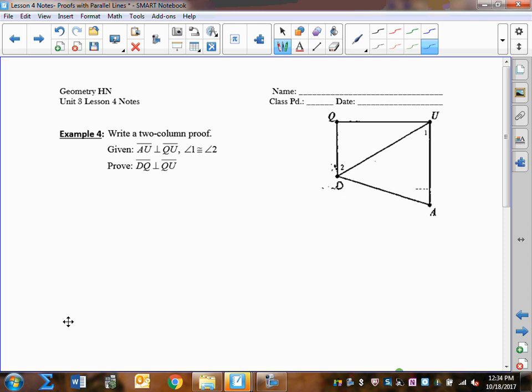Alright, example 4. 3 for 4. Go ahead and read over that real quick to get yourself familiar with it. It says given line segment AU is perpendicular to segment QU, and angle 1 is congruent to angle 2. So segment AU is perpendicular to QU, and we have angle 1 is congruent to angle 2. I'm going to go ahead and write that out, mark the markings on my picture to help me visualize it.